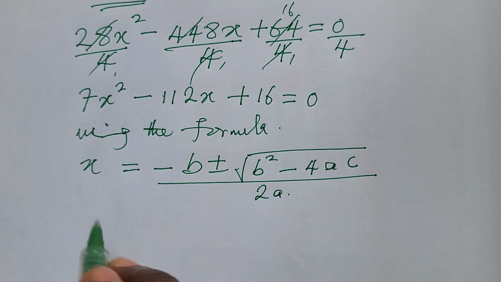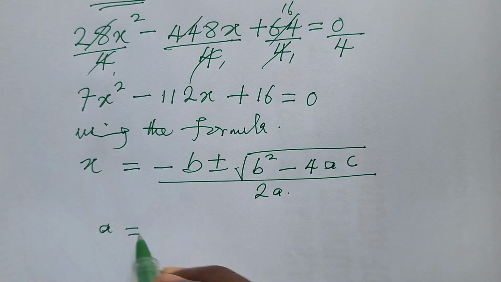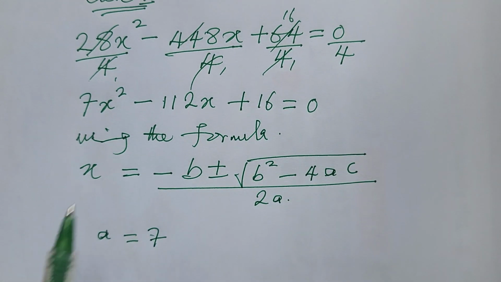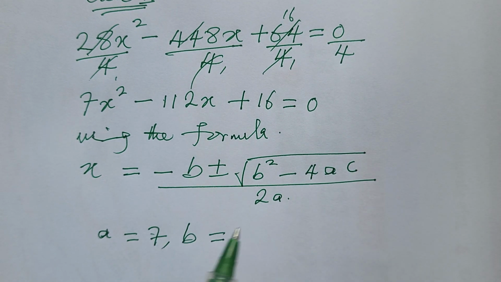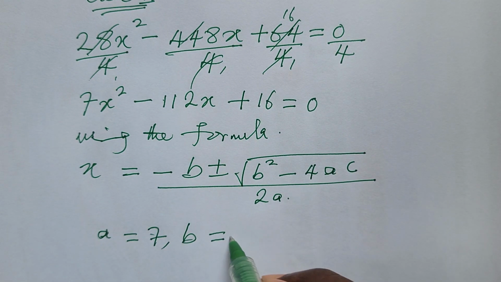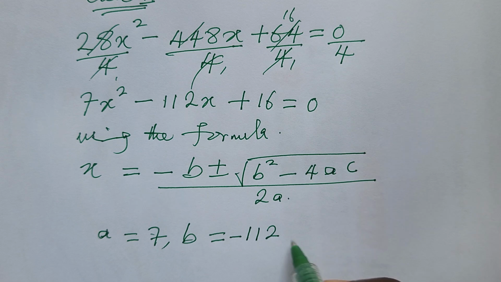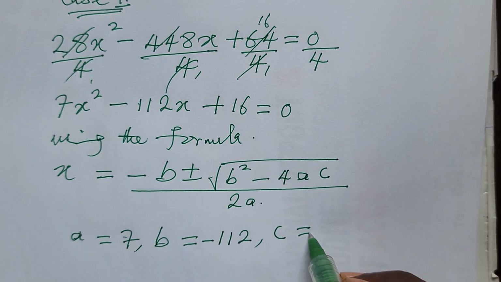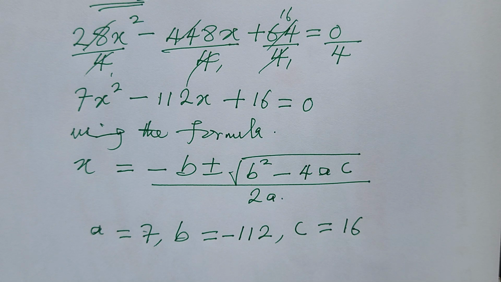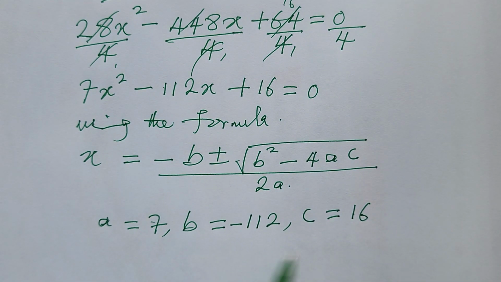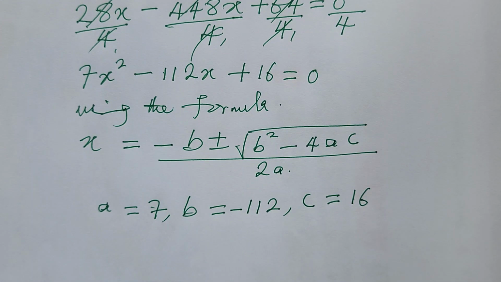So here we have our a. Our a is equal to the coefficient of x squared, which is 7. Then our b is the coefficient of x, which is our minus 112. And our c is the constant term, which is 16. Okay, so from here, we can go ahead and put these values into this equation.